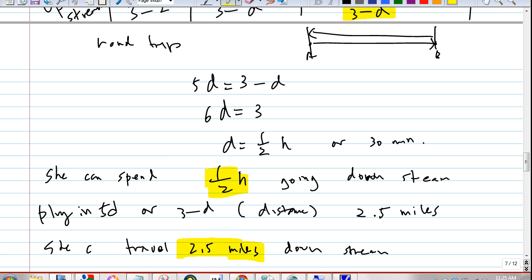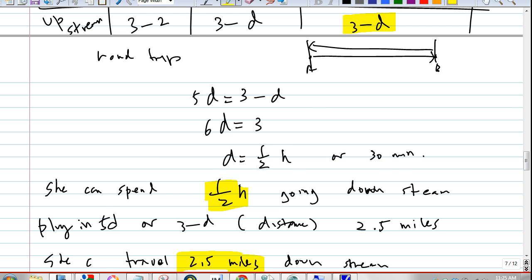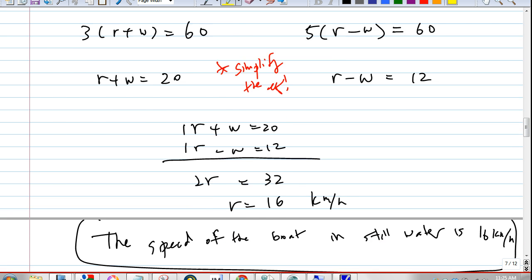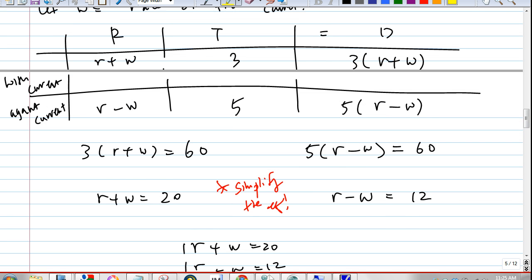Yes, this was a round trip. That's a very good question, Barry. Barry says, wait a minute, weren't the first and the second examples both round trips? How come we didn't let the distance, let's go back. Why didn't we do 3 times r plus w equal to 5 times r minus w for the first and the second one?